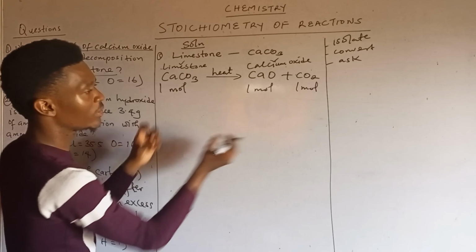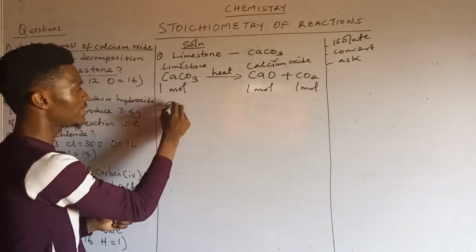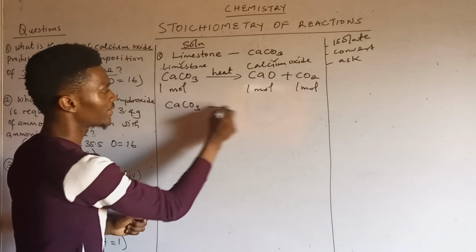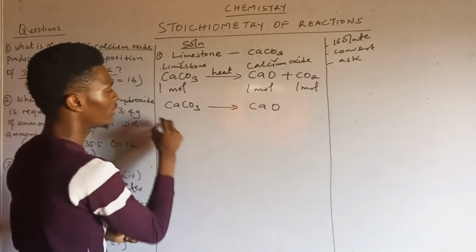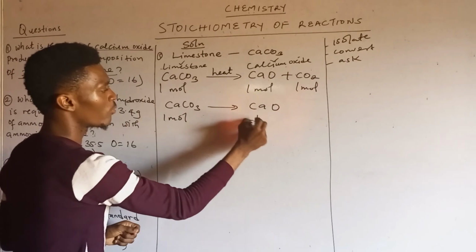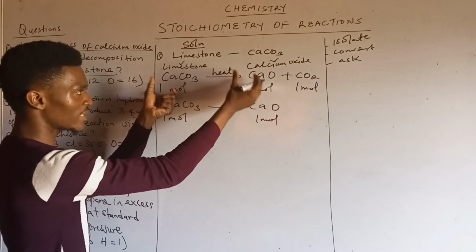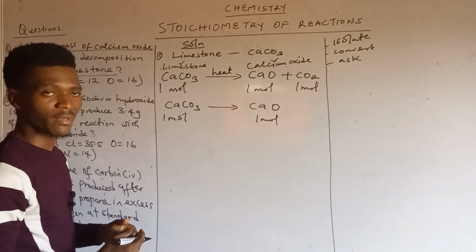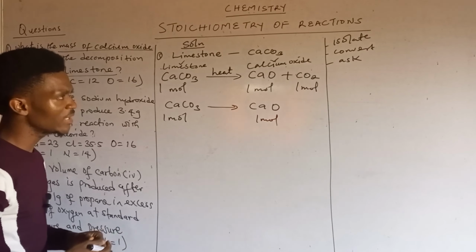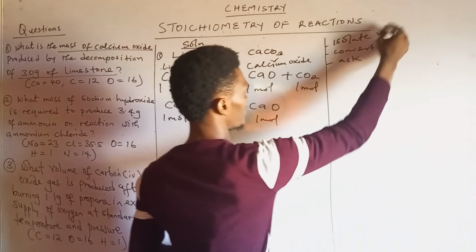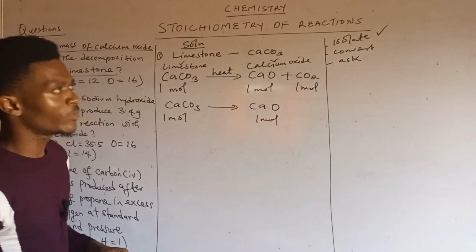So we can isolate them. That becomes CaCO3, then CaO, 1 mole and 1 mole. We have just extracted the relevant parts of that equation. That's isolation first. Then the second, we will now convert.